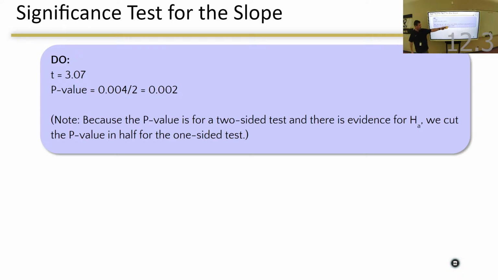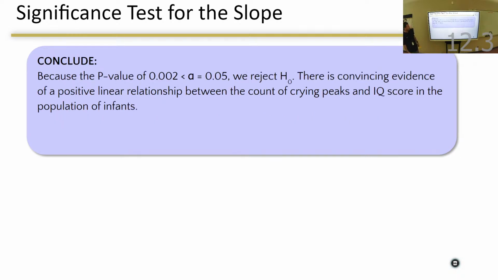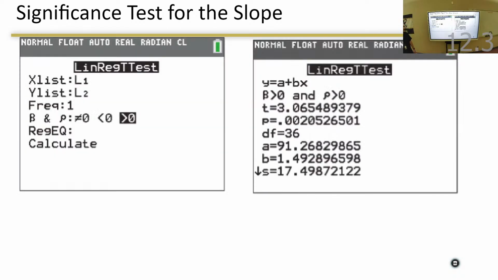No, because the p-value for the two-sided test is given, there's evidence for the one-sided test. Because the p-value is low, we have to reject. If you reject, there is enough evidence to say there's a positive linear relationship between the variables. Positive linear relationship is probably what I need to say. Yes, that's what it is.